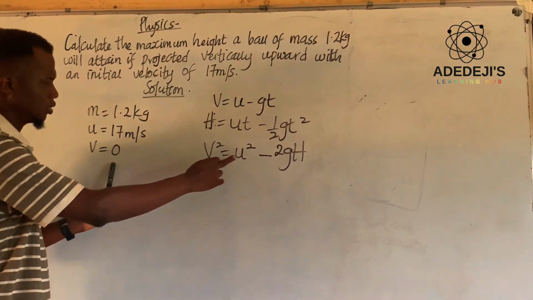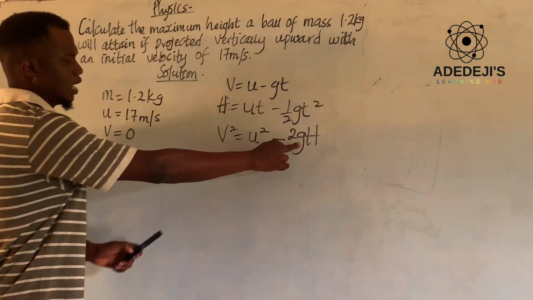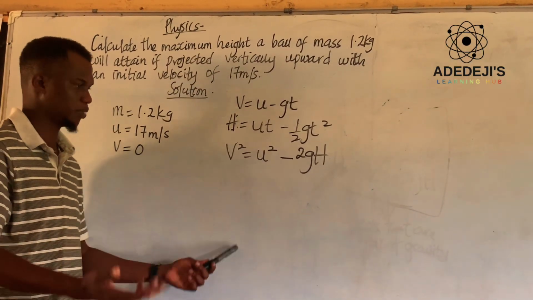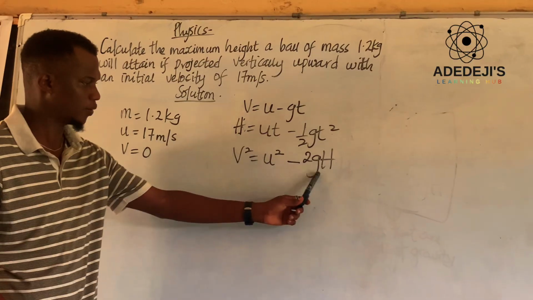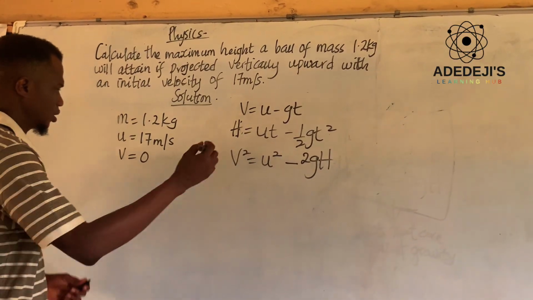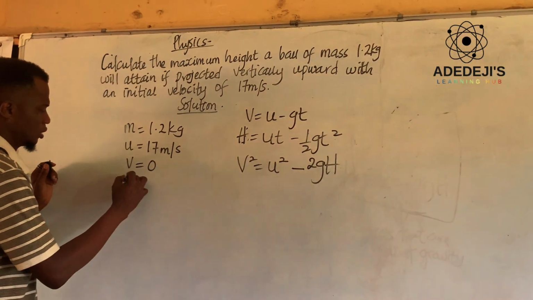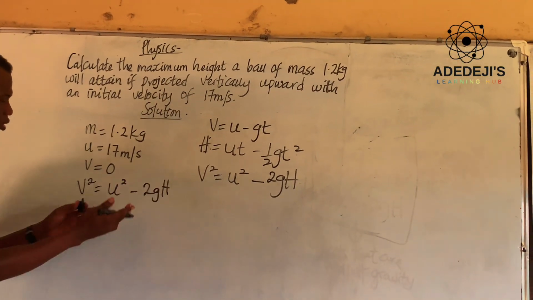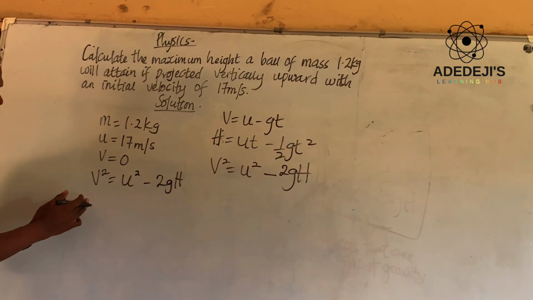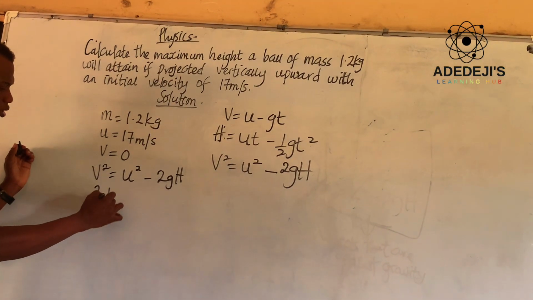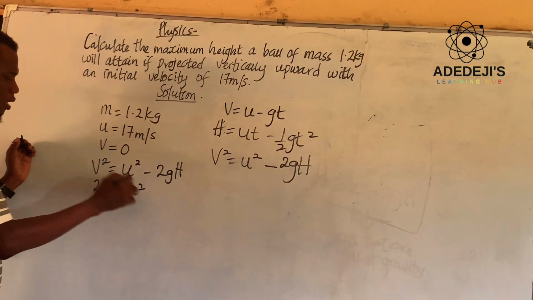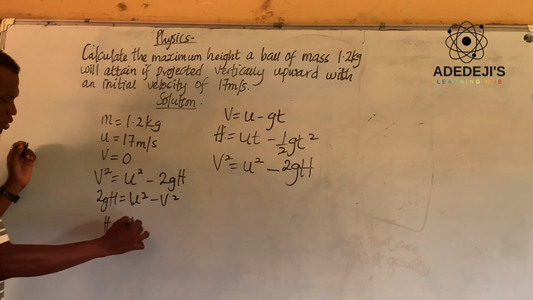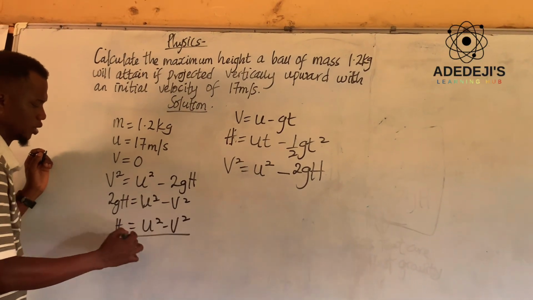But let's look at the last one. I have my v, which is 0, I have my u given, I have my g, of course. We know acceleration due to gravity as 10 meters per second squared, except it is stated otherwise. Then of course, we can get our h. So using the third equation, our v squared is equals to u squared minus 2gh. Now, let's bring this to this side. So I have 2gh equals to u squared minus v squared. Therefore, my h is equals to u squared minus v squared over 2g.